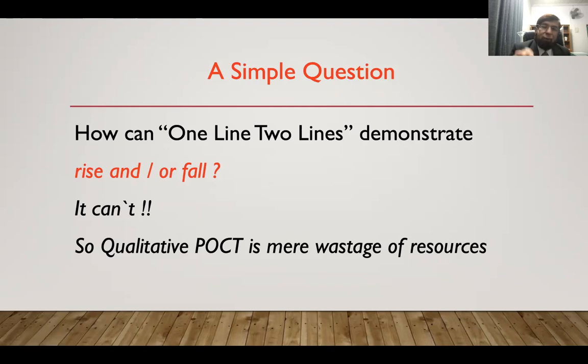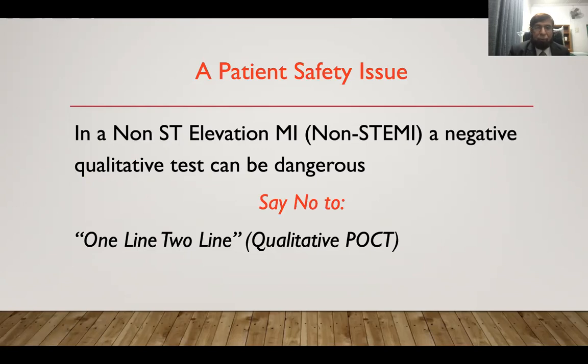That means you need a quantitative test. You have to do serial monitoring of a quantitative test. So if a qualitative POCT is used, you cannot demonstrate rise and fall, and it is merely a wastage of resources, and we should not use it.